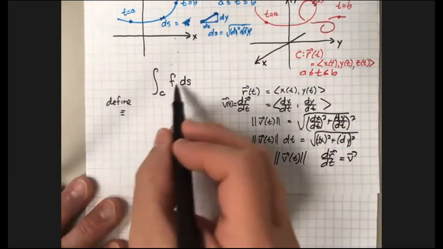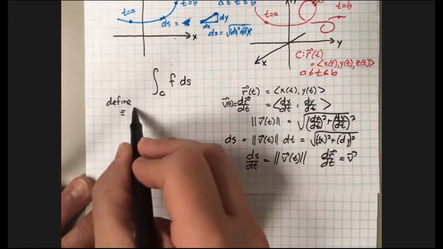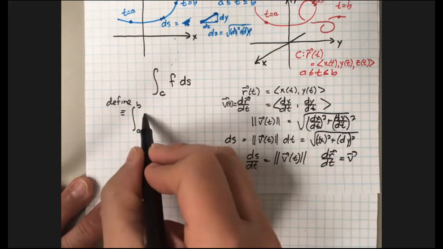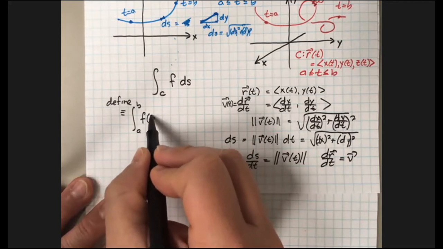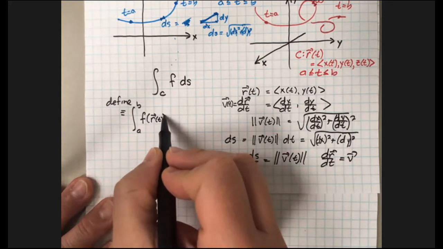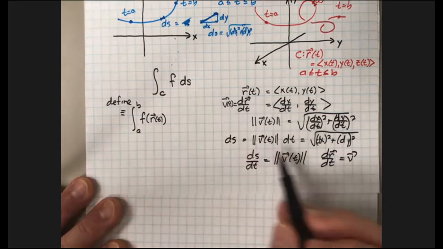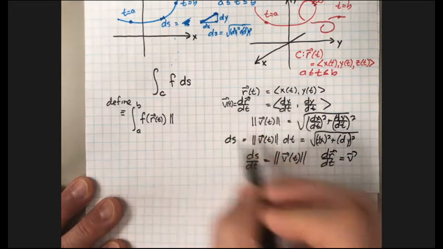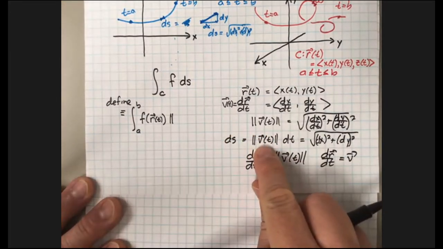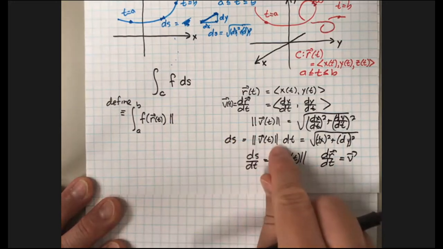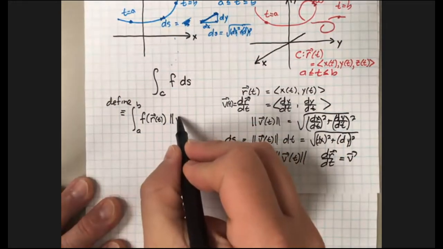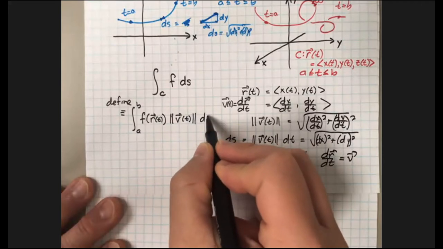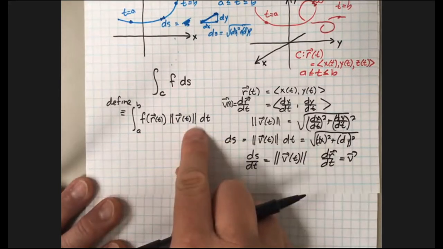So here's how we define the contribution of f to C. We will integrate over where C starts to where C stops. We will check out the value of f at every little position on the curve. And the ds is the magnitude of velocity times dt. Now, velocity, remember, is r prime. So whether you write this as magnitude r prime dt or magnitude velocity dt, I don't mind. As a first step, I'm just going to write it as magnitude of velocity dt.